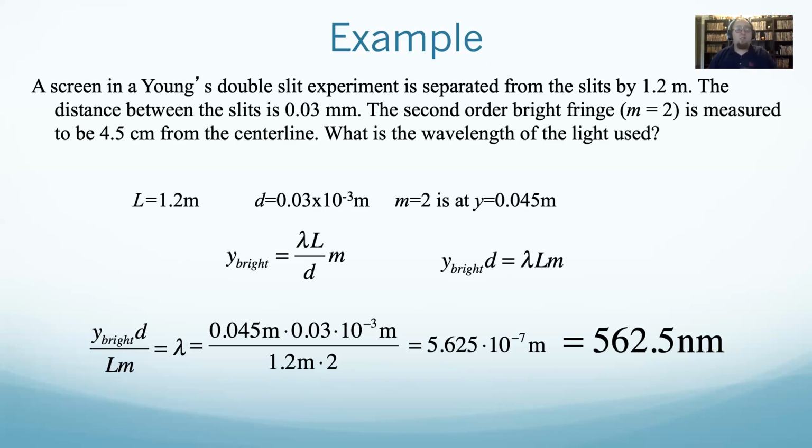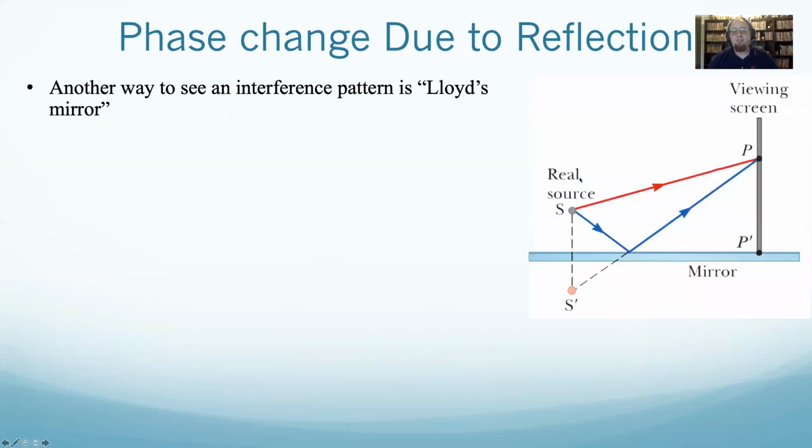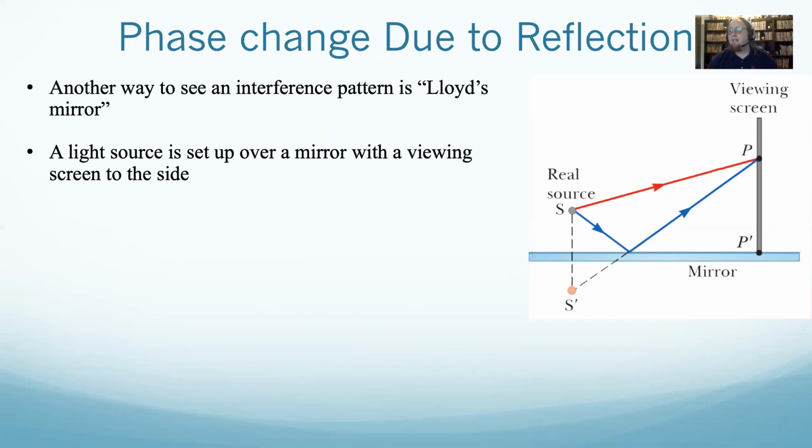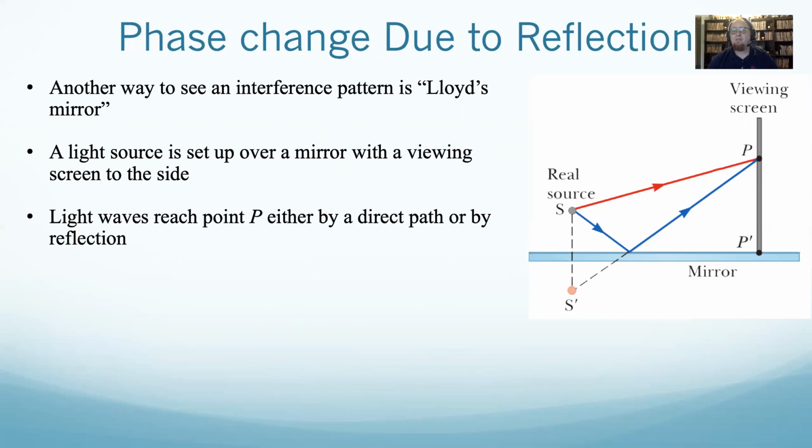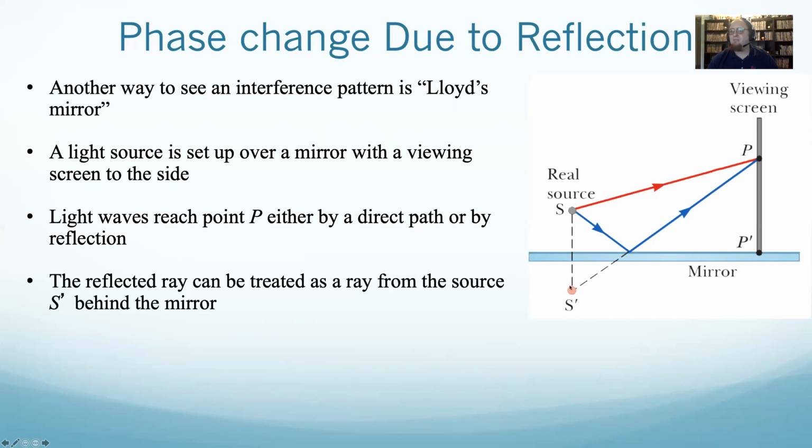Okay. You can also see this sometimes with reflection if you have the right setup. There was something called a Lloyd's mirror that you can use to cause this to happen. The general idea is you have a flat mirror and a light source putting off light. The light could either go straight to the viewing screen or bounce off the mirror and go to the viewing screen. It can get to point P either way, direct path or mirror path, right? If you do ray diagrams, it's as if the source is here at this S prime. Basically, you can treat that like an image of sorts.